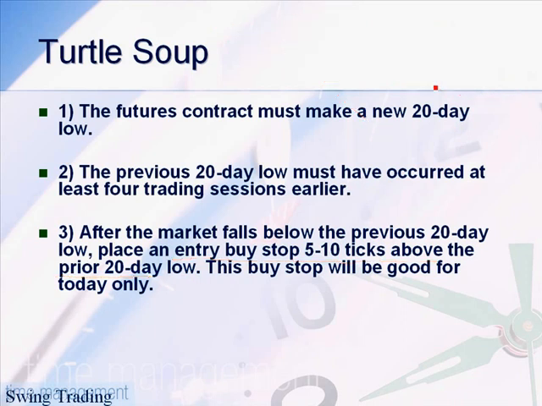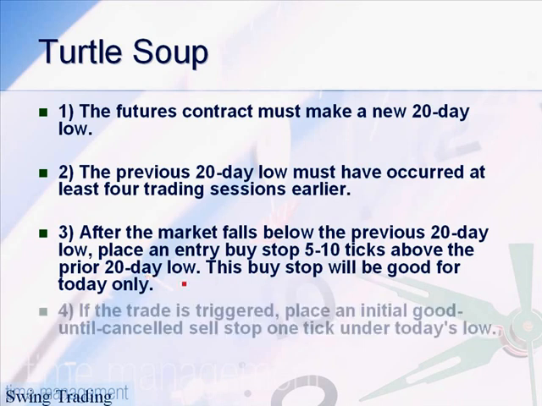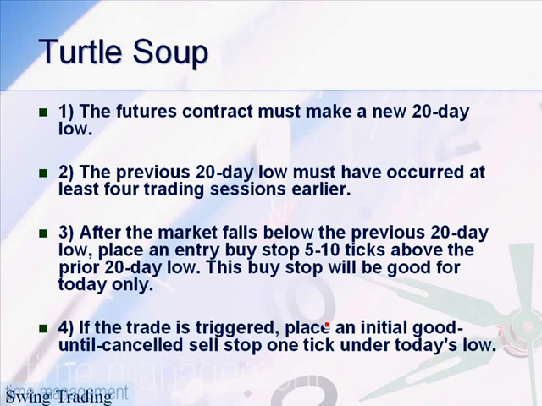The trade is triggered. You place an initial good until cancelled sell stop one tick below today's low. So if the price did go below today's low, then you get out. That's if you've already bought. So let's say this was the previous 20-day low, and so that's your buy point. This is your stop loss here, which is today's low. If the price did indeed break above that one, so you bought in, and then moved back down again, then you know it was a false breakout. That's why you have a tight stop loss.